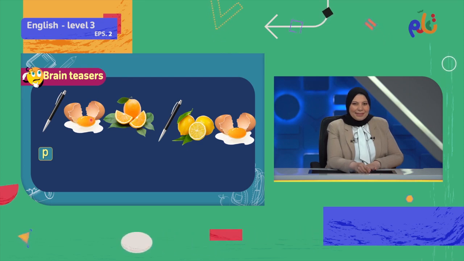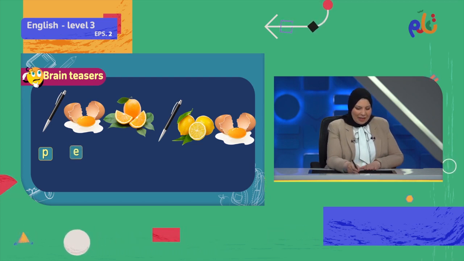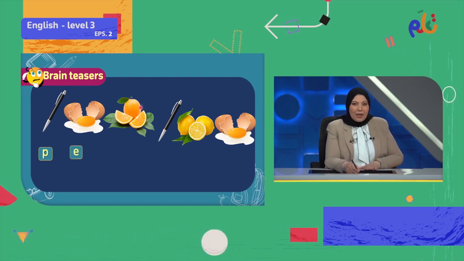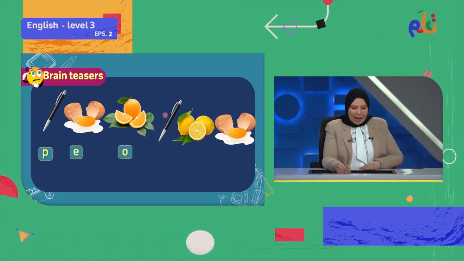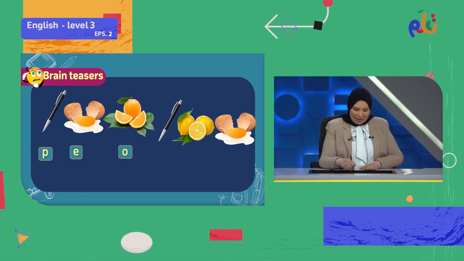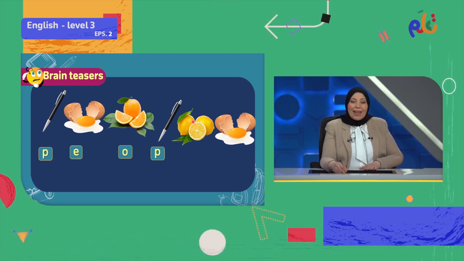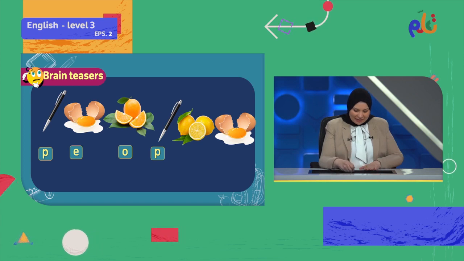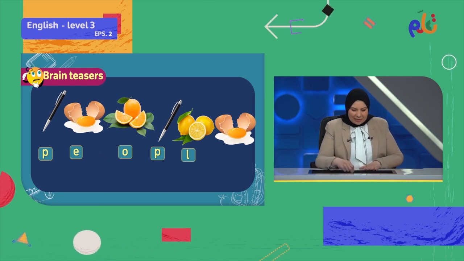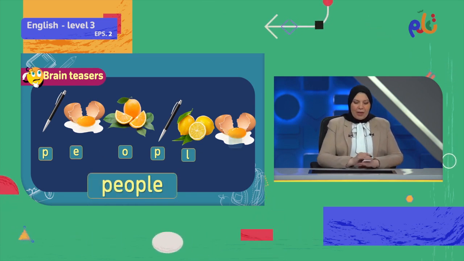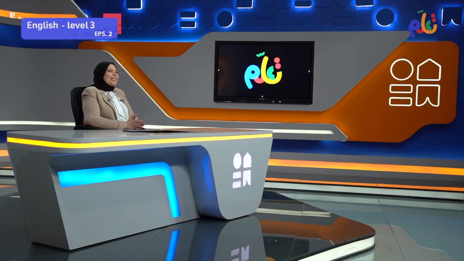And then we have egg, and the first letter is E. And then we have orange, and the first letter is O. And then another pen with another P. And then we have lemon. So the letter is L. And the last letter that we have is repeated, which is E. So we have people. So our topic today is people.